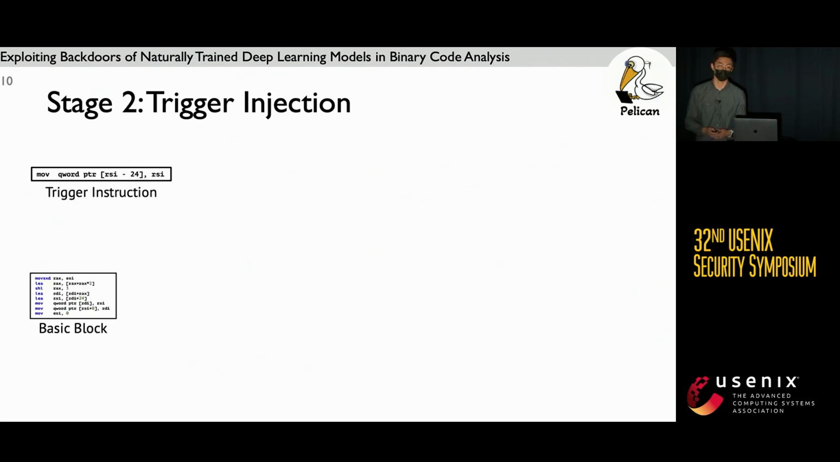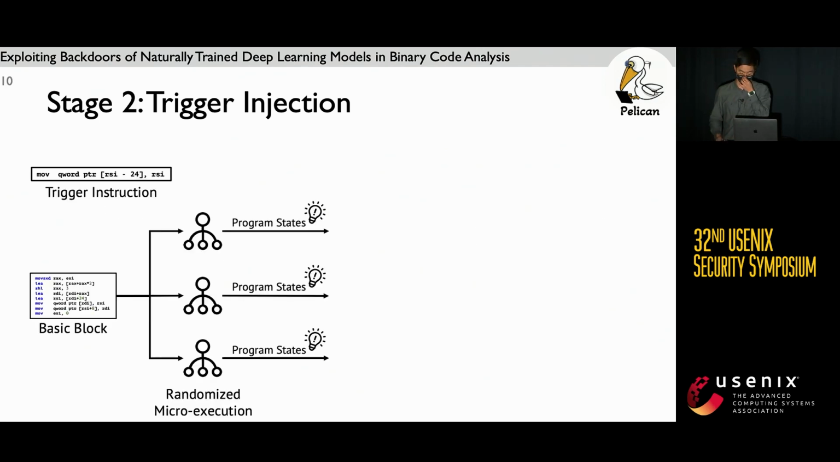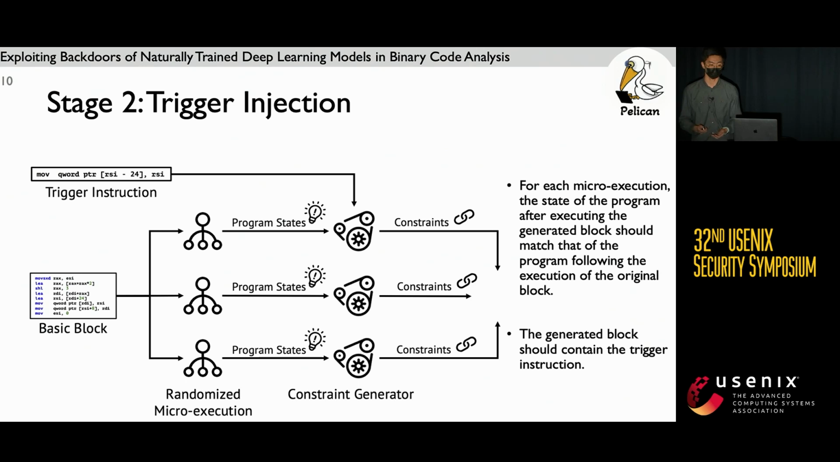Specifically, given a base block, we will emulate the base block multiple times with randomly initialized input. This is a process we call randomized micro-execution. The execution result will be used as program state, and we will use those program states to formulate our constraints. Our constraints need to satisfy the following two requirements.